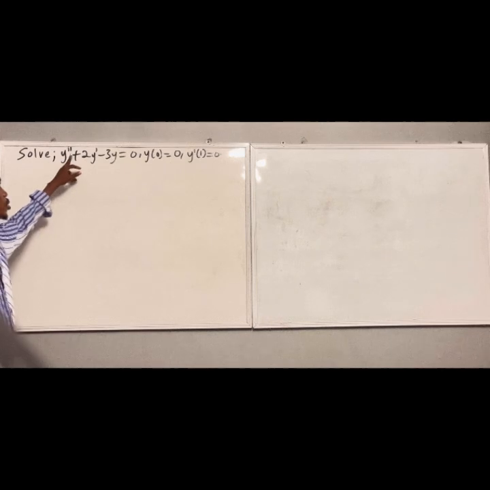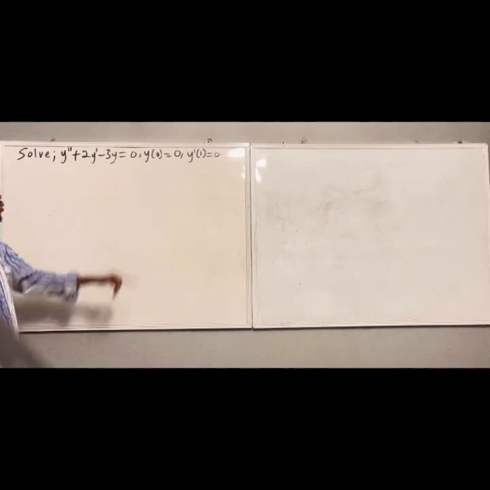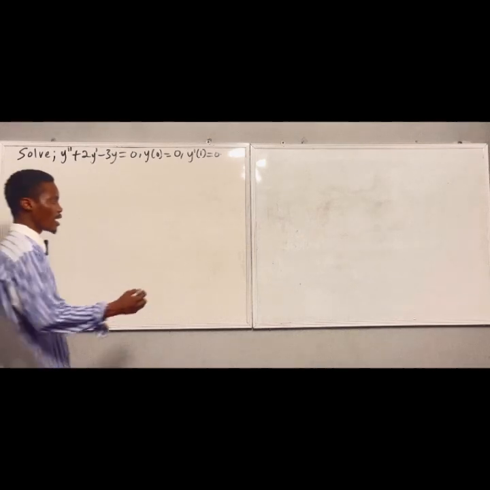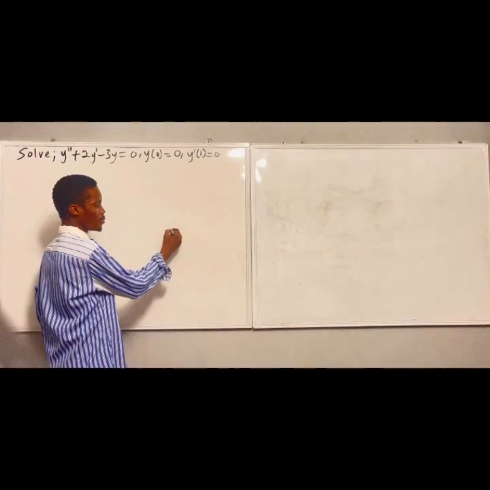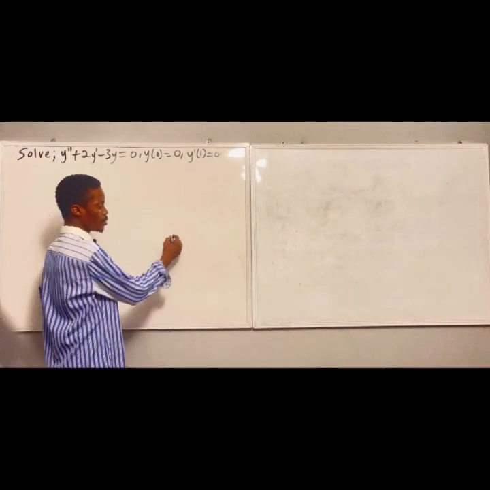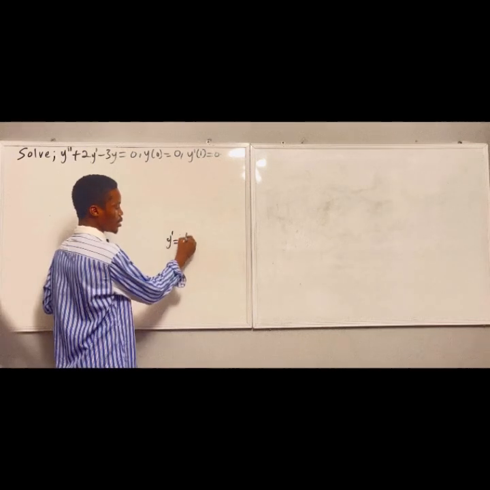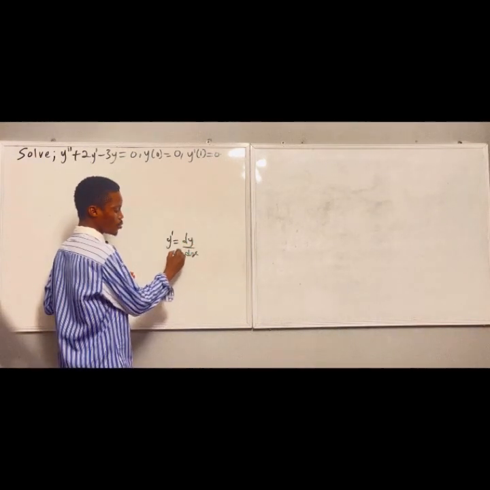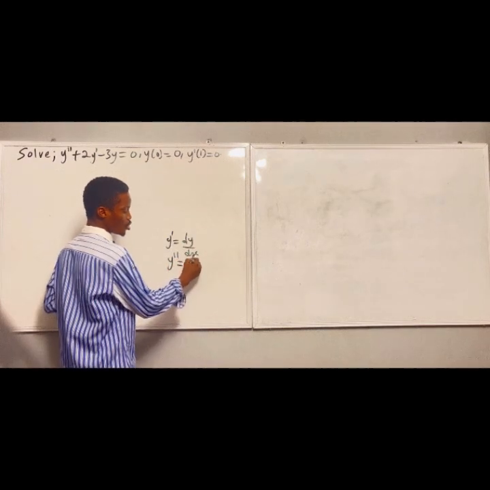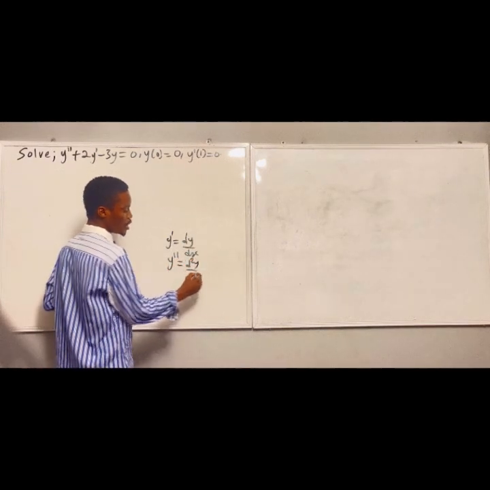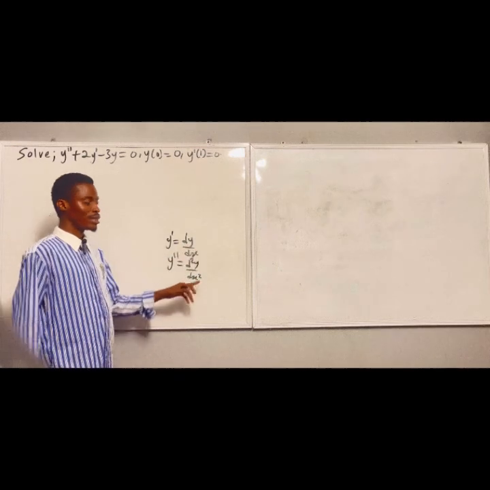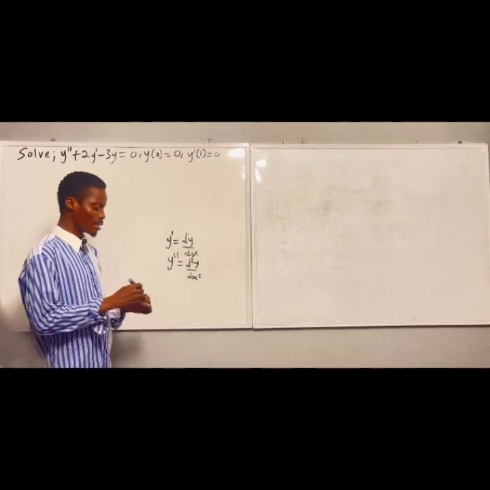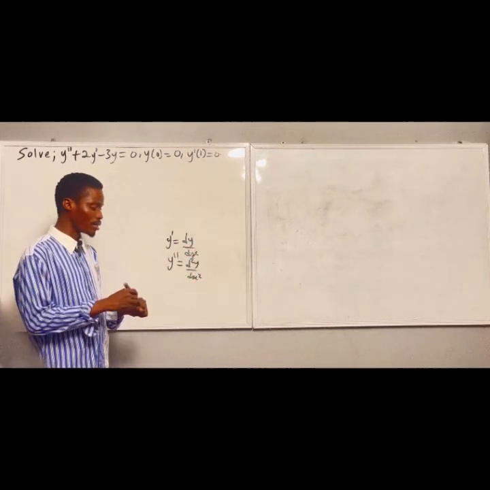We are given y double prime plus 2y prime minus 3y is equal to 0. If I have y prime, it means I'm having dy over dx. If I have y double prime, I'm having d square y over dx square. This is the first order, this is second order. That is the first derivative and second derivative.